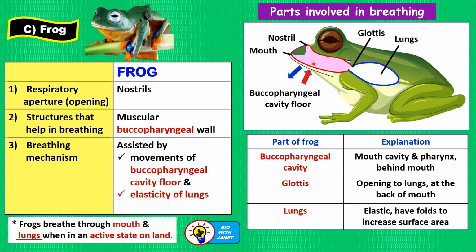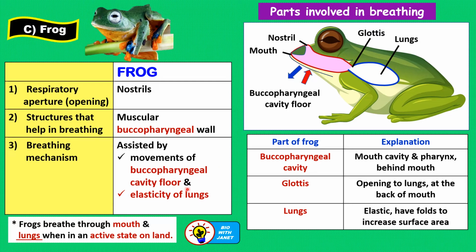Now, what is the buccopharyngeal cavity? Bucco means the mouth, and pharyngeal stands for the pharynx. So the buccopharyngeal cavity is the mouth cavity. The first part is the mouth cavity, and behind it is the pharynx. These two make up the buccopharyngeal cavity. And then we have the glottis, which is the opening to the lungs at the back of the mouth. The glottis can open or close, and the lungs are elastic and have folds to increase the total surface area, as we have discussed in the previous video.